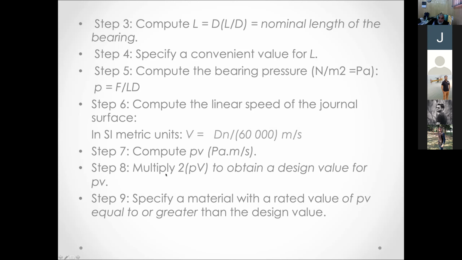So if your PV is 1, you have to find the bearing material which gives you 2, or if it is 10, then the bearing material should be able to give you the value of 20 pascals meter per second. Then after finding this twice PV value, you can select from the table or from the chart which I have shown you just now, which type of bearing material will be used for this.